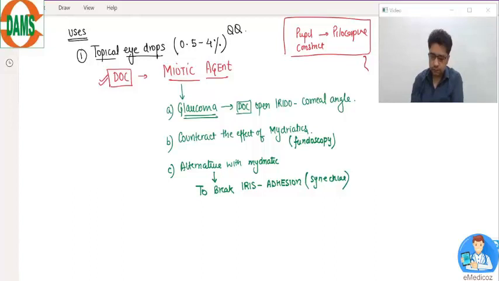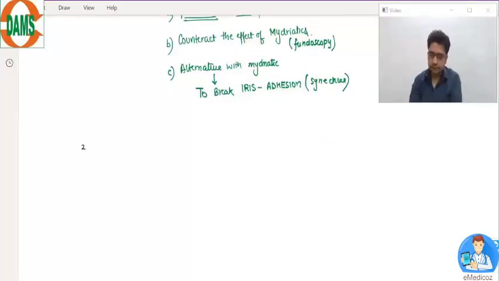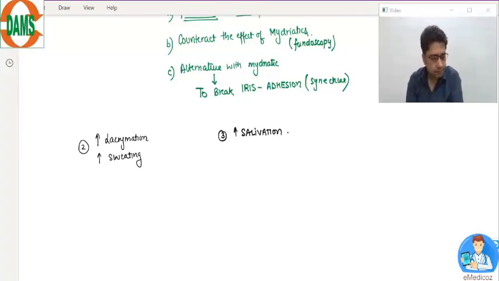Pilocarpine also, can we say it increases lacrimation? It also increases sweating. Third point, it also increases salivation. And it is the drug of choice for lacrimation testing and sweat testing. When you want to see the composition of tears, composition of sweat, we give pilocarpine.